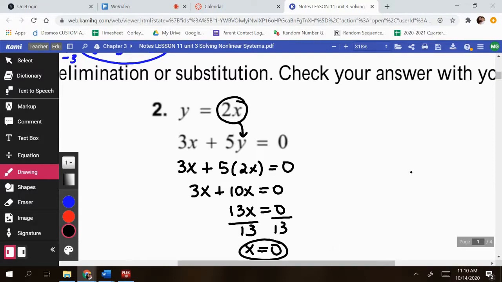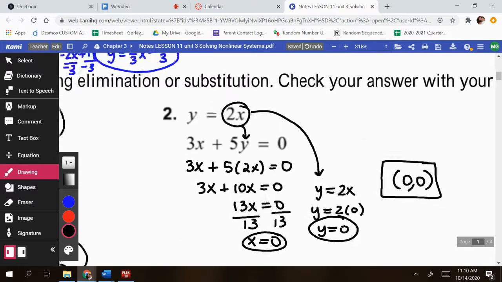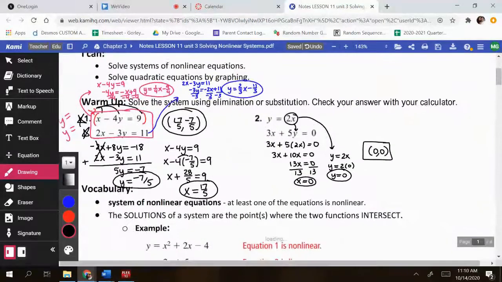Okay, now I'm not done. I still have to figure out what y is. So remember, y was equal to 2x. So if I plug in 0 for x, we're going to get that y is equivalent to 0 as well. Okay, so my final answer, I write it as an ordered pair, x comma y, and it'd be 0 comma 0. And that's where the two lines intersect.